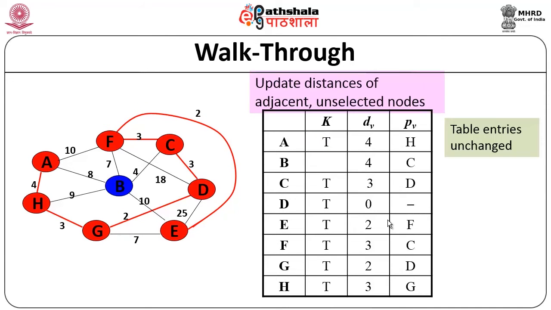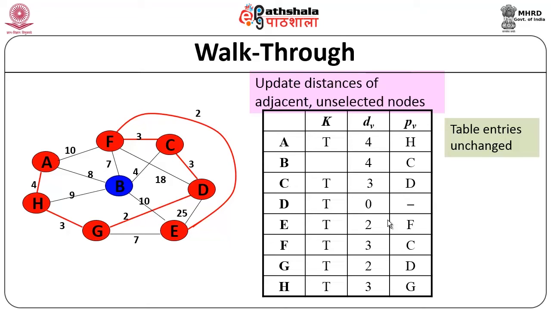So, here again the table remains unchanged. Why? Because from A to B is 8, which is more than 4, and from H to B is 9, which is more than 4. So, the only way that you want to come to B is through C. I will repeat again. So, this is the updation of distances. I am updating the distance of adjacent unselected nodes.